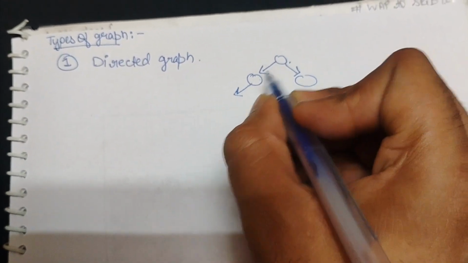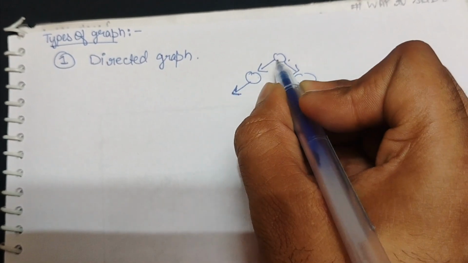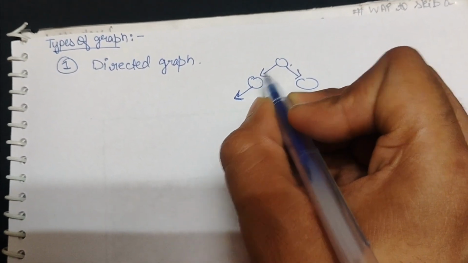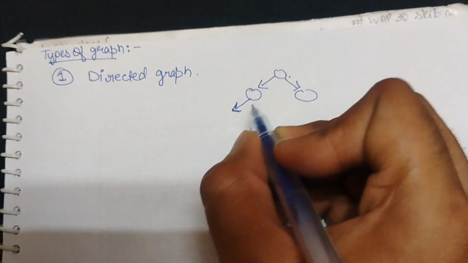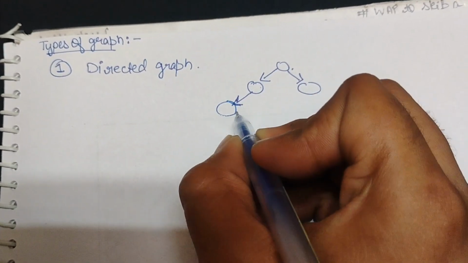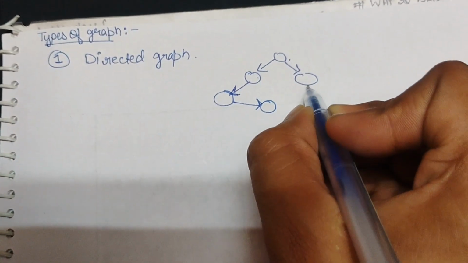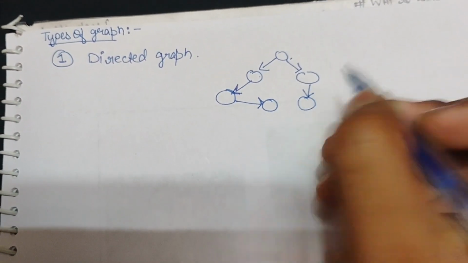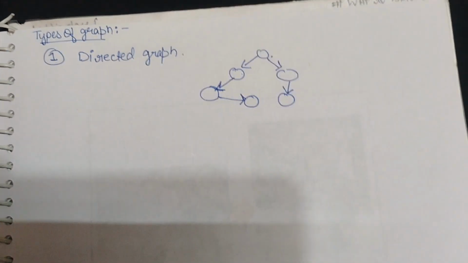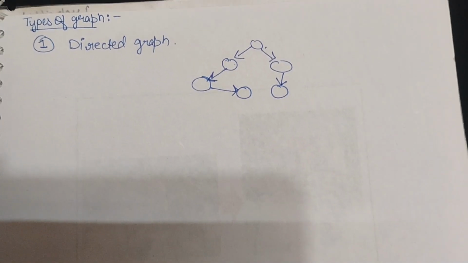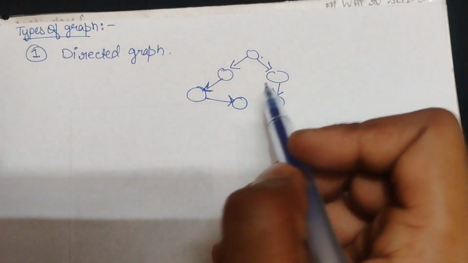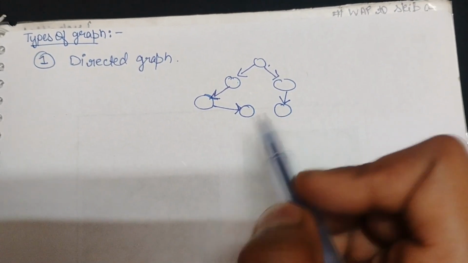This is telling a direction, that we can go from this node to this node, but we cannot go back like this. It is not bidirectional, right? This is a kind of directed graph. We can see that a tree is a directed graph with no cycles, right? So this is a directed graph.